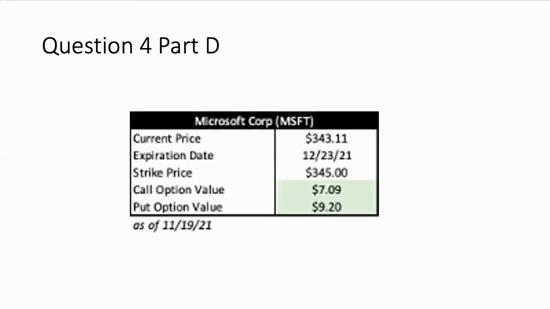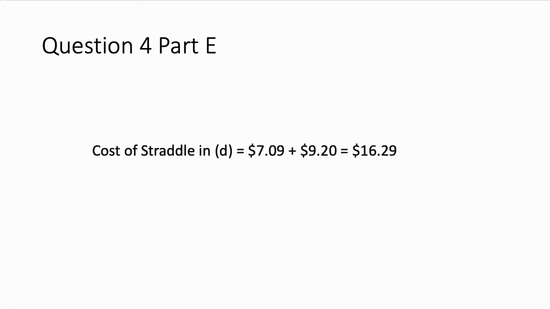And then moving on to part D, we selected a December 23rd option with the $345 strike price since it was approximately 1 month out. And this option had a call premium of $7.09 and a put premium of $9.20. And then using the December 23rd option discussed in the prior slide, the cost of a straddle would be $16.29 since once again, you're going to be long one call option and long one put option.